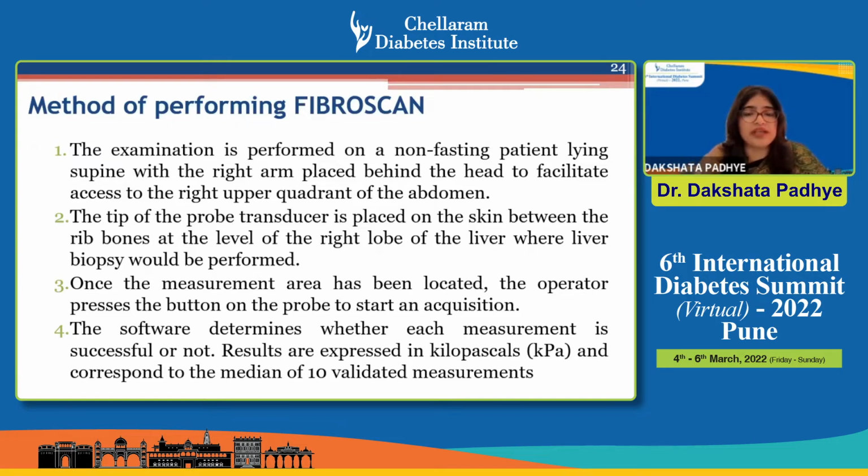Once the measurement area has been located, the operator presses the button on the probe to start acquisition. Software determines whether each measurement is successful or not. If the value is not successful, it is not recorded. If it is falsely high or low, it is not recorded, and results are expressed in kilopascals, and it always corresponds to the median of 10 validated measurements. So 10 validated measurements are taken, and only the median of these measurements is taken. So accuracy is 80 to 90%.